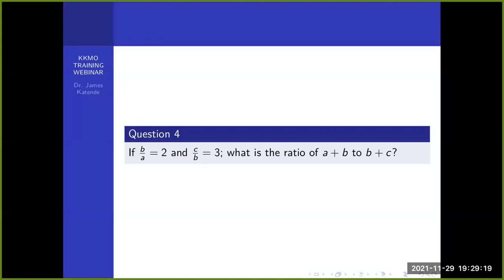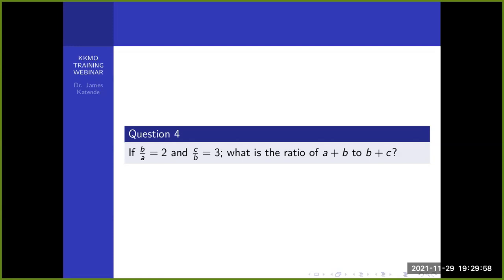Okay, so I just found both B and C in terms of A. From the first question, you can find that B equals 2A. And then from the second one, C equals 3B. Since we know that B equals 2A, then C equals 6A. So we know the value of B as 2A and C as 6A. Now when we plug into A plus B and B plus C, A plus B will be 3A, and B plus C will be 8A. Then the ratio there is 3:8.